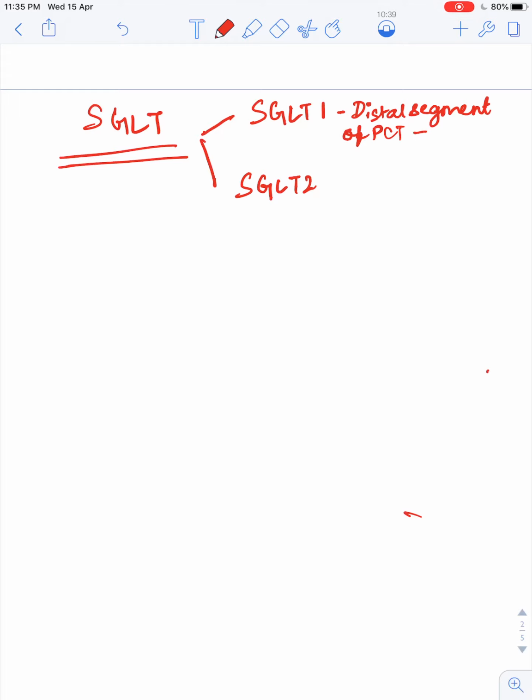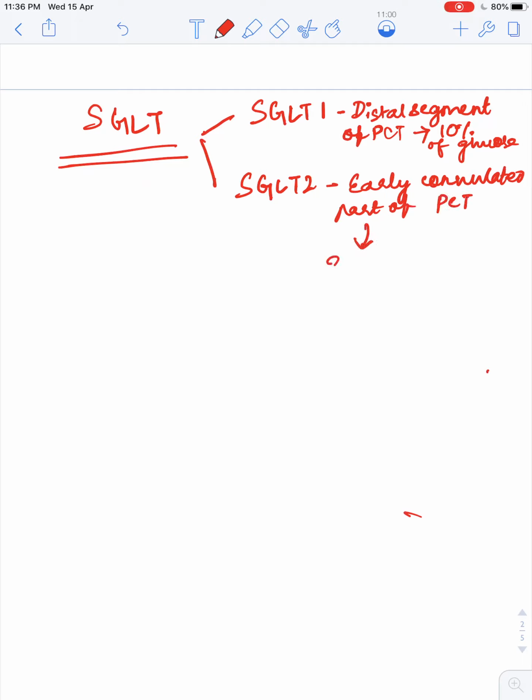It reabsorbs or reclaims 10% of glucose that is absorbed, and the SGLT2 is present in the early convoluted part of the proximal convoluted tubule, and it accounts for 90% of the part that is reabsorbed. So this SGLT2 is a target for certain drugs.